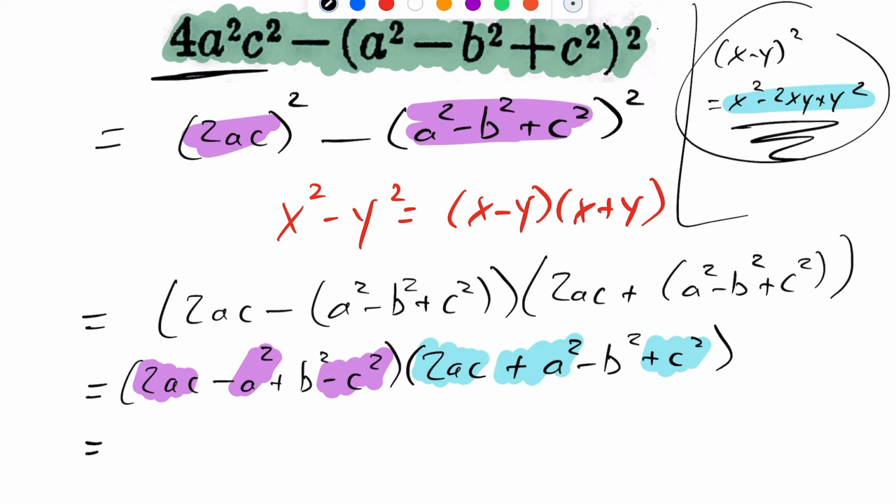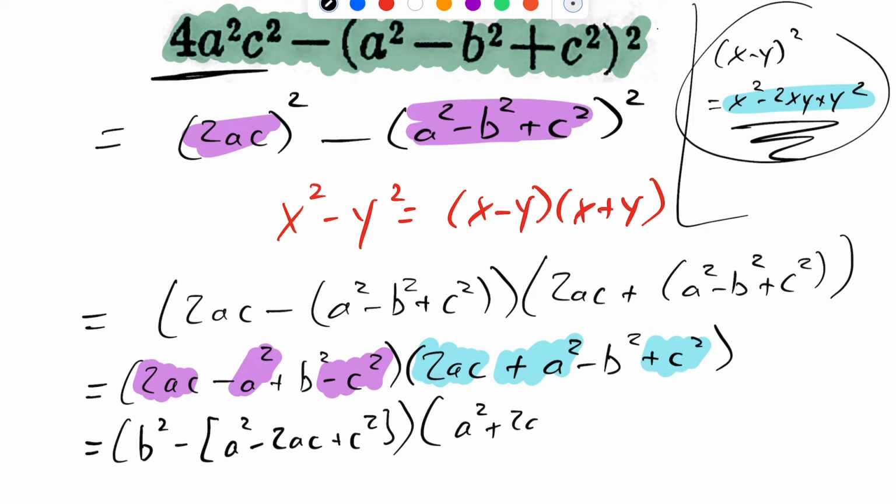So let's go ahead and rearrange this. So this is going to be b squared minus, I'm going to factor that minus sign out, so it's going to be a squared minus 2ac plus c squared. And here I'm going to just rewrite this as a squared plus 2ac plus c squared. I'll put the minus b squared in the back now.